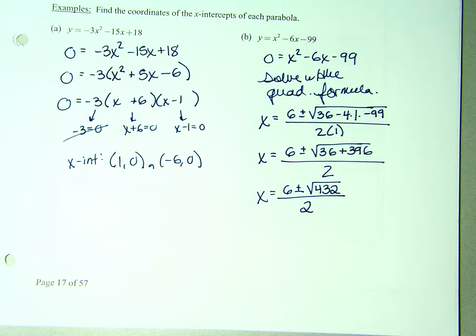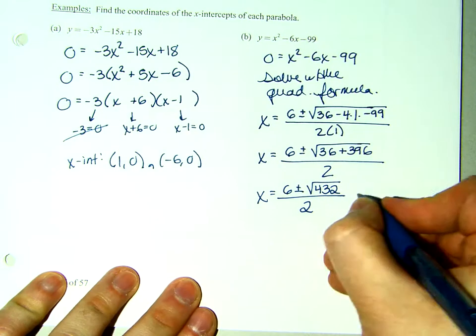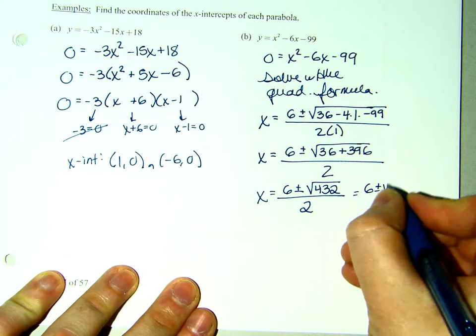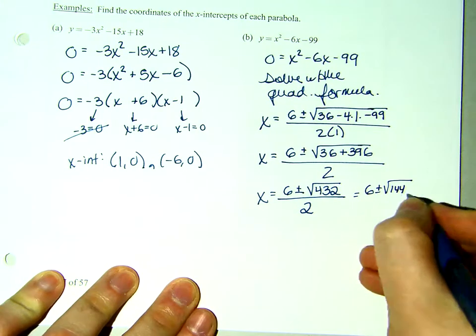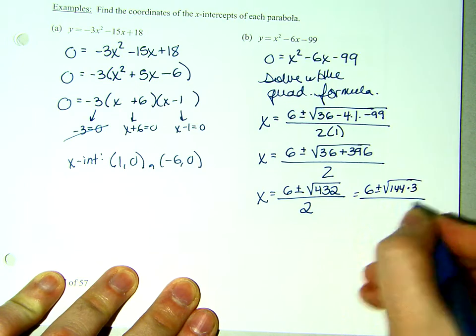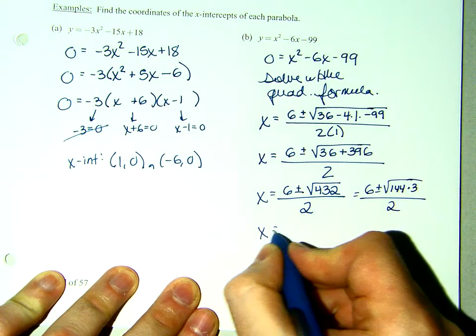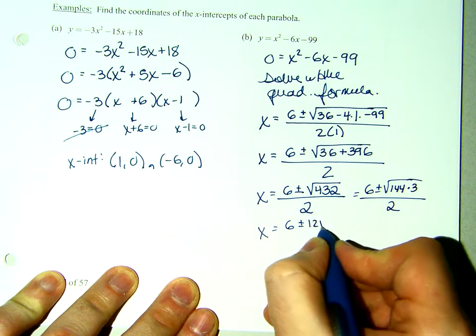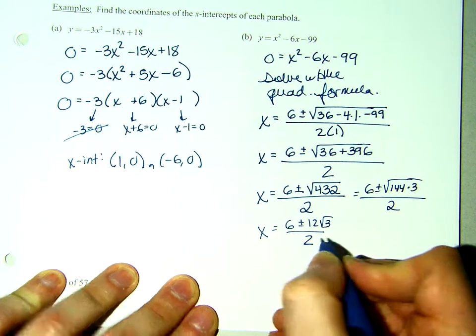Hopefully you got 432 under your root. How can we break it down? Sam De Silva: 144 and 3. That's going to be the quickest way. I didn't see that. I used 36 and 4 and things like that, but 144 will get you there quickest. 6 plus or minus 12 root 3 over 2.